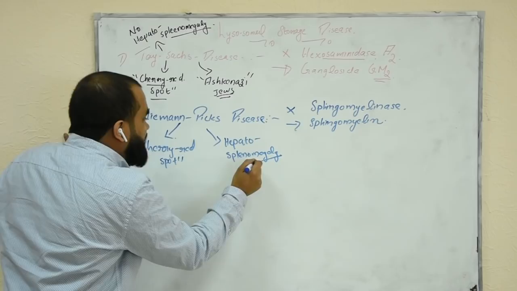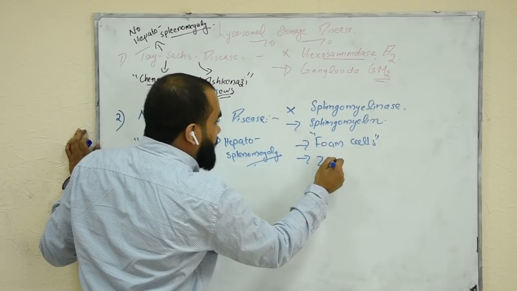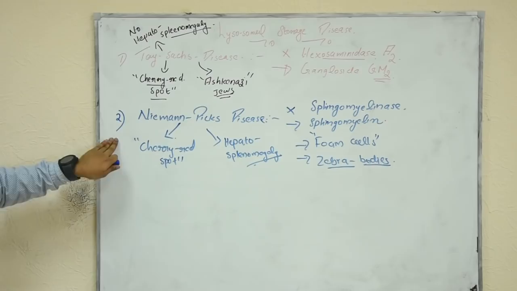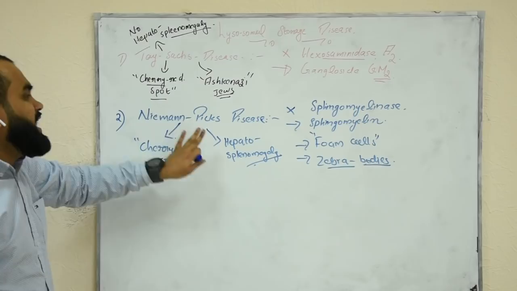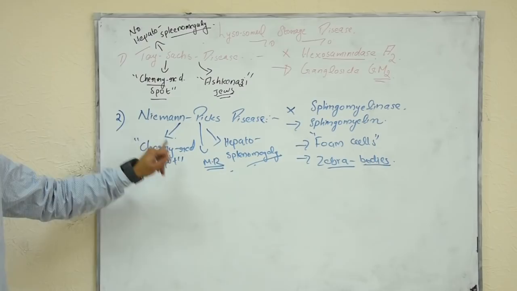There are some other keywords they give here. There will be foam cells. Histologically, the cells are called foam cells. And they will also give zebra bodies. Foam cells or zebra bodies. So remember, if you see any of these, think about Niemann-Pick. Cherry red spot is common to Tay-Sachs and Niemann-Pick. How do you differentiate? No hepatosplenomegaly in Tay-Sachs, but hepatosplenomegaly is present in Niemann-Pick. And the baby doesn't have mental retardation in Tay-Sachs, but the baby has mental retardation as a neurological symptom in Niemann-Pick disease. That is an important clinical factor to differentiate between Niemann-Pick and Tay-Sachs.